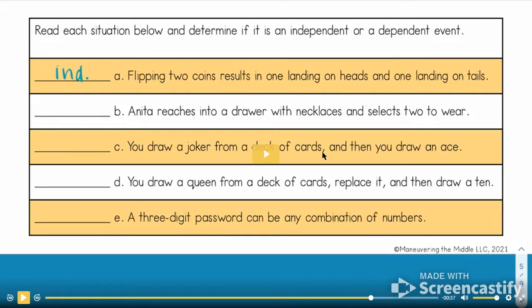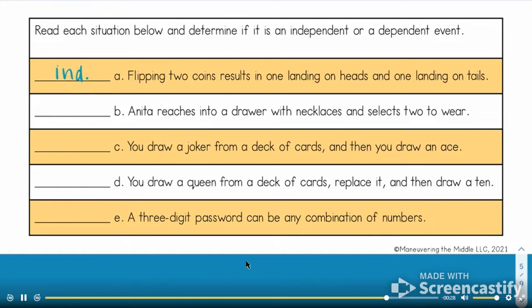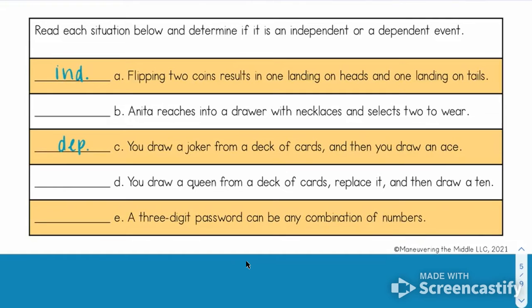Okay, and then did I replace that? Did I put it back? No. So if there's 52 cards in a deck, and I took one out, well, now there's only 51 cards left. So my probability changed. So it did depend on that first one. The problem doesn't tell us that the first card was replaced, so we're assuming that we kept the joker, so there's one less card. So these events are dependent. The outcome of the second event will depend on the outcome of the first event.